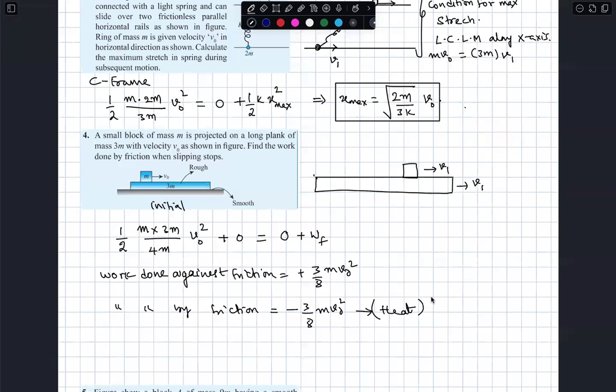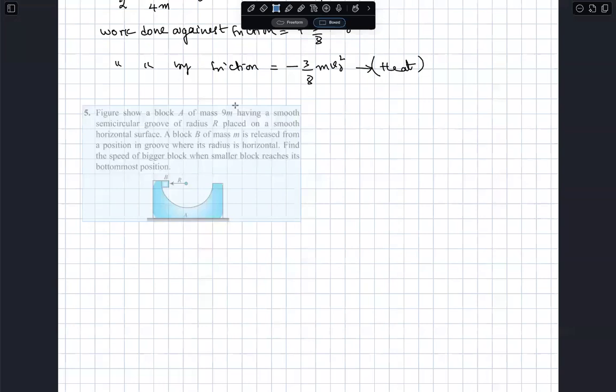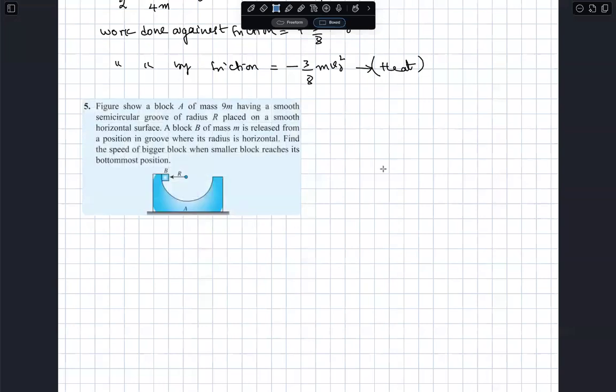Right. Now, please try to understand all these problems. I'm using one single step: the law of conservation of linear momentum and energy conservation in the C frame. The entire chapter, law of conservation of linear momentum, deals with this particular theory only. Right. Next.